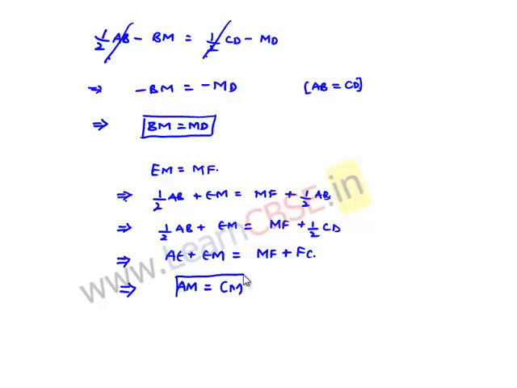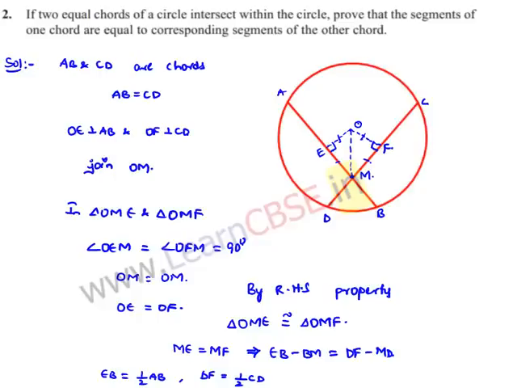Therefore, here we got AM is equal to CM. Now, by the result 1 and 2, we can say that if the two equal chords of a circle intersect within the circle, the segments of one chord will be equal to corresponding segments of the other chord.